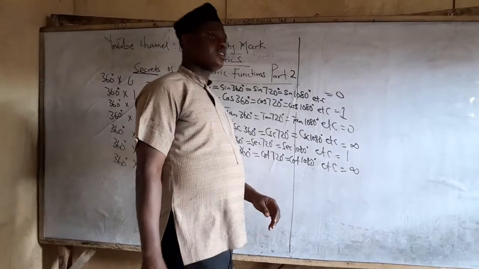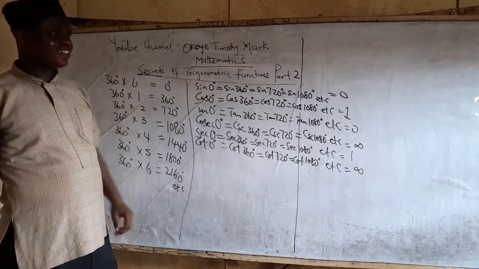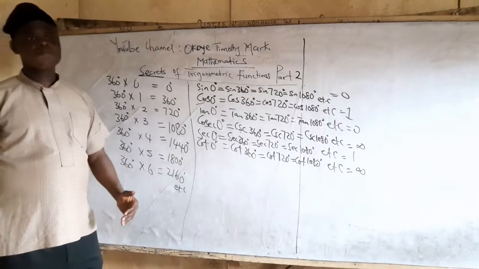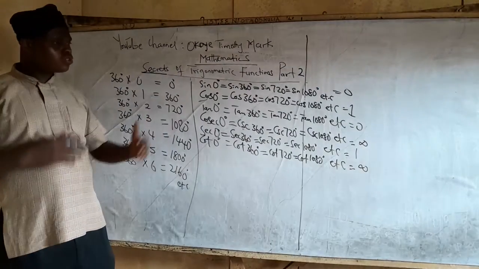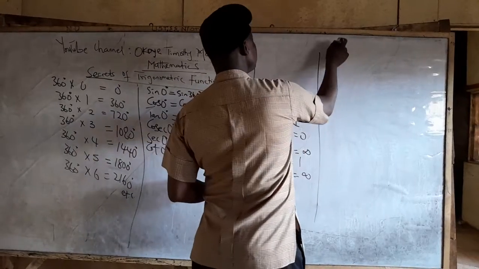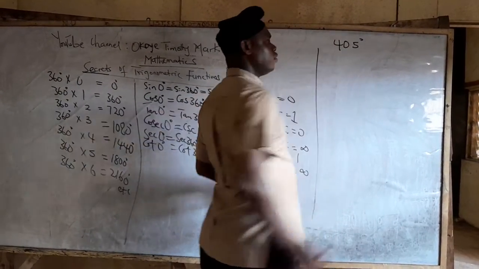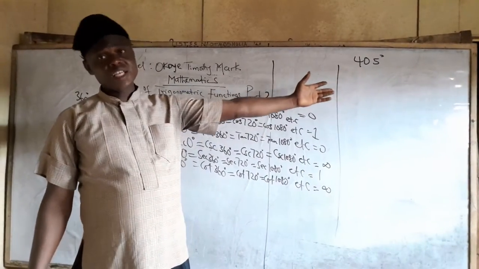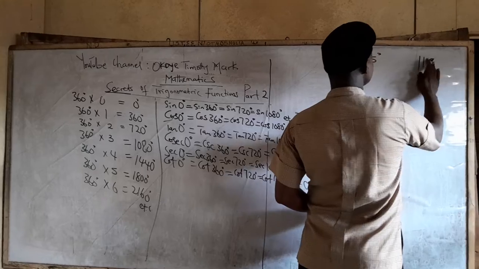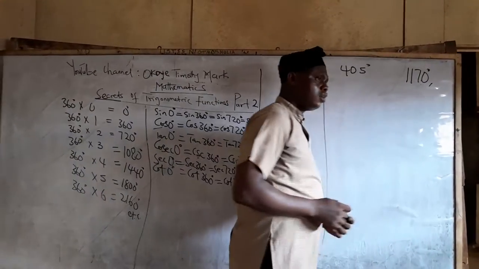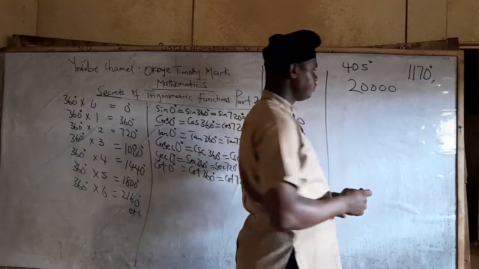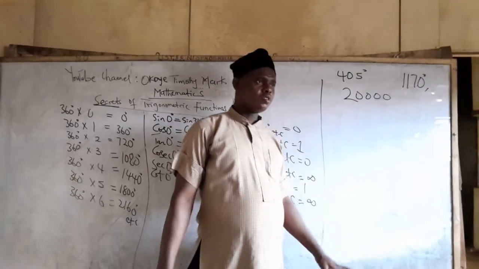Now, another thing I want us to look at is angles that are above 360 degrees. These are the secrets of getting their trigonometric functions. For instance, if I am given 405 degree, and in my calculation I need to use whether it's sine or whatever, or I'm given an angle like 1170 degree, or an angle like even 20,000 degree, something like that, all you need to do is what I will show you now.